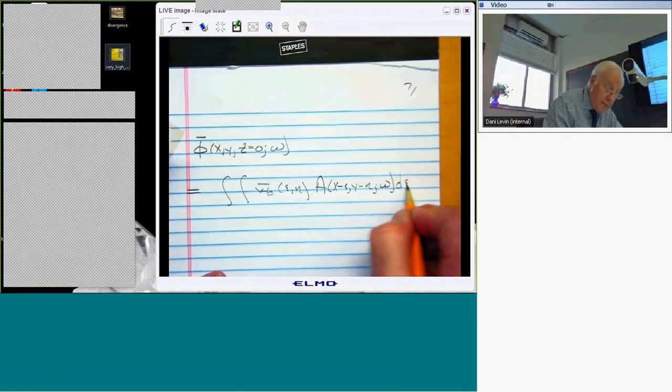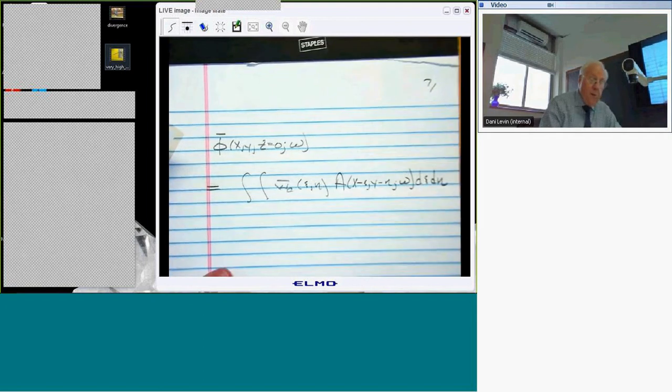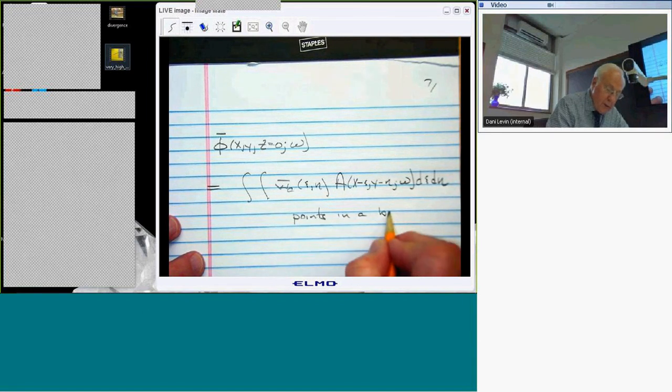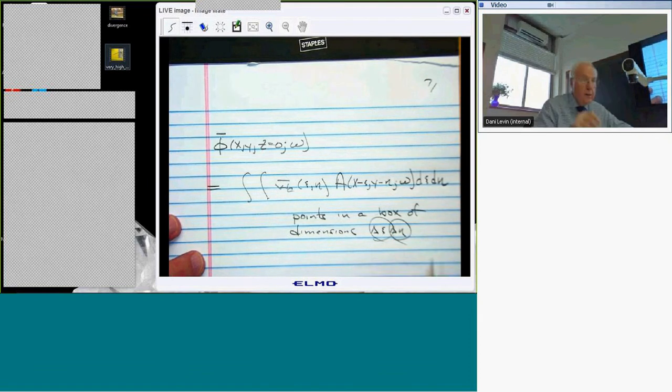And now I'm going to introduce some notation. I'm going to talk about points in a box of dimensions delta c times delta eta. All right, these are just the dimensions of any little box.